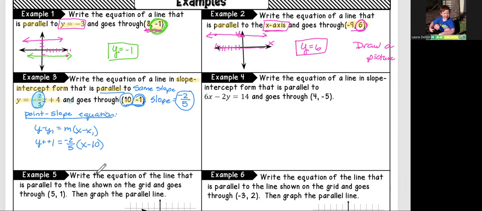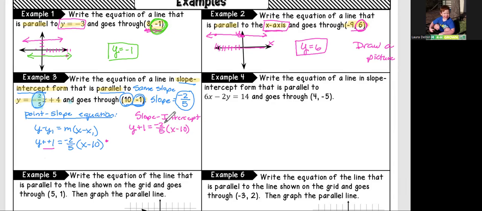Okay, so we've written it in point slope form, but it asked us to write it in slope intercept. So this is where it's really important that you know and feel very comfortable in your equation types, because you'll be like, okay, I did this, but that's not the form that they wanted. They wanted it in slope intercept. Okay. So we're going to have to rearrange this. So I can go ahead and write my y, I'm going to clean this up a little bit, plus 1 equals -2/5 x minus 10.